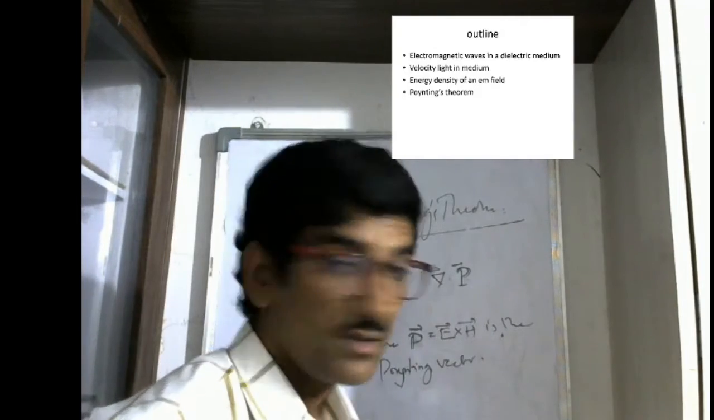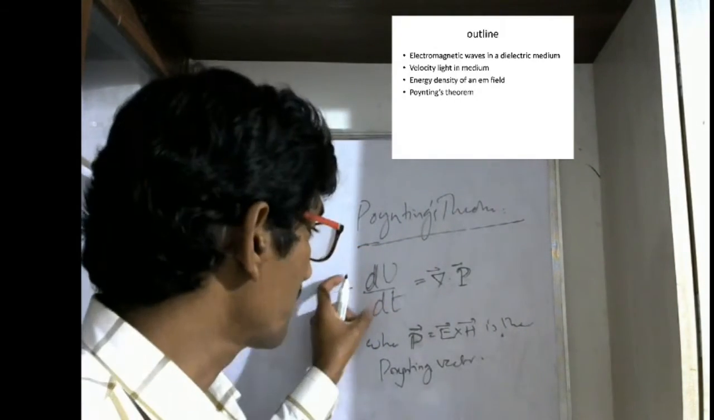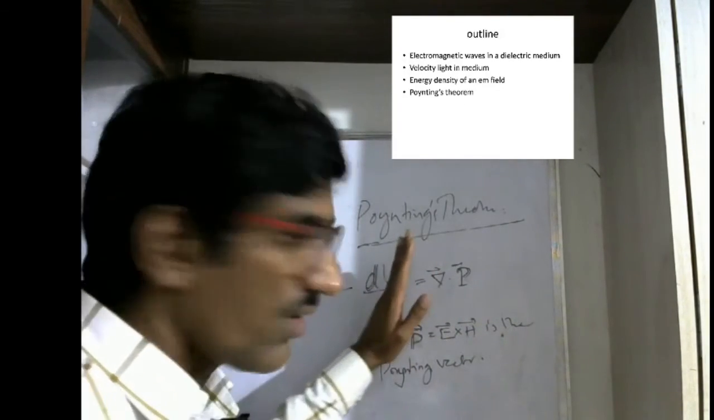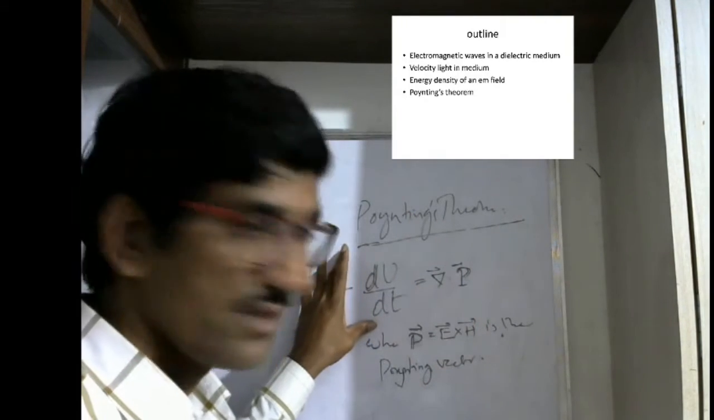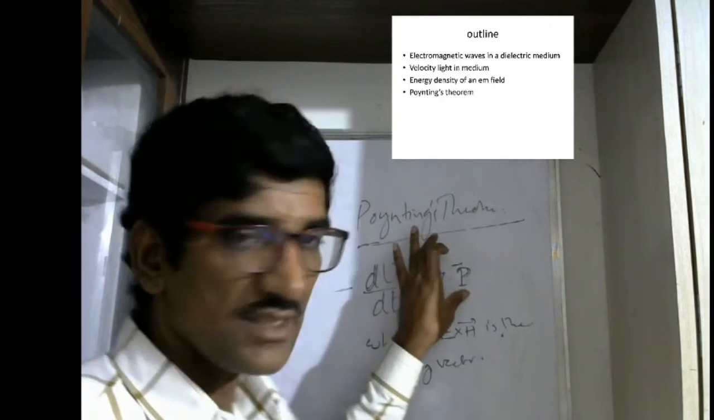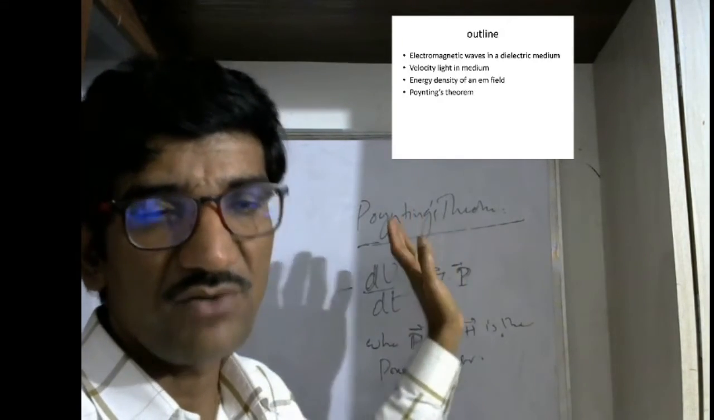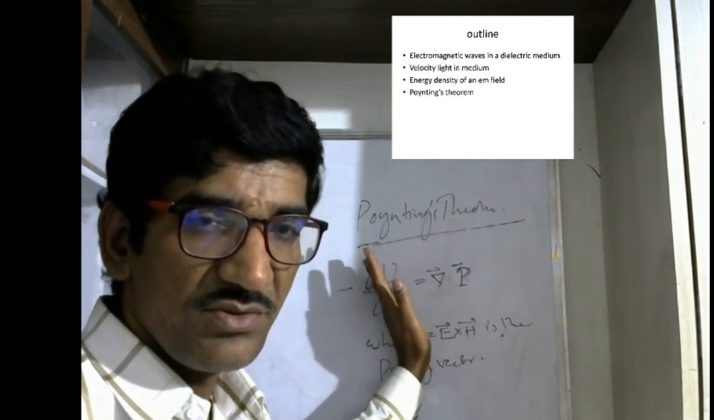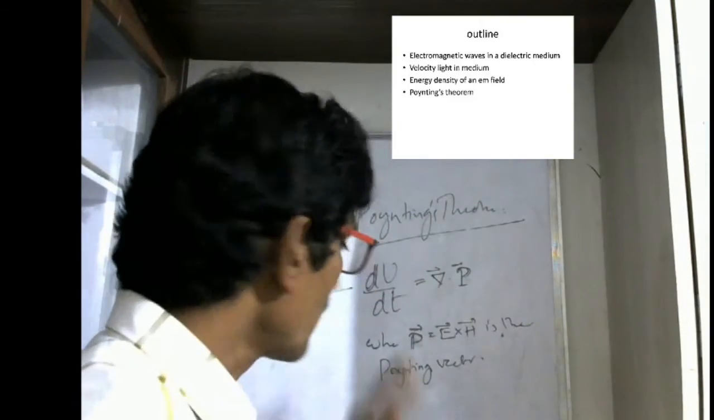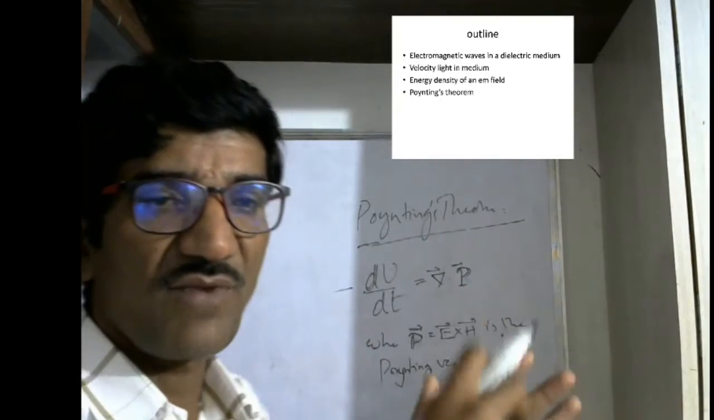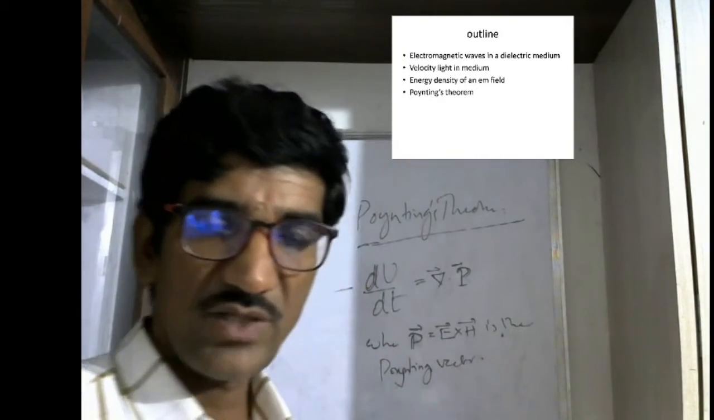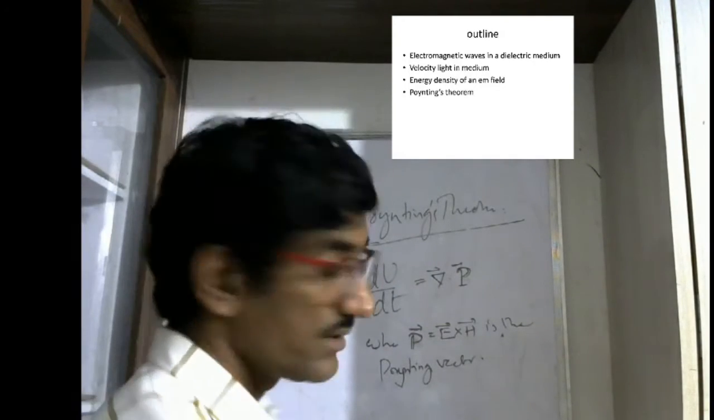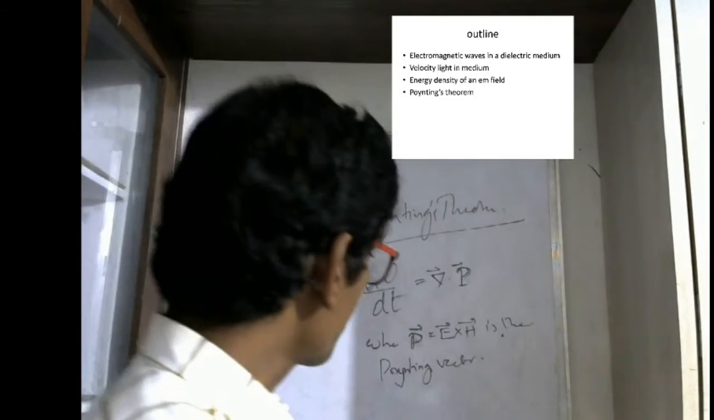Now let us prove that P is equal to E cross H from this relation. This is a loss in that particular surface, loss of electromagnetic energy. This is a flow of electromagnetic energy coming out of that surface. Whatever loss you have inside that surface is due to the flux from that surface. That's why we call this another form of the law of conservation of energy, or law of conservation of energy of electrodynamics.